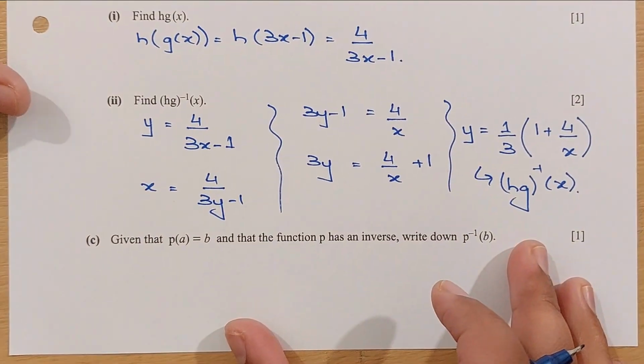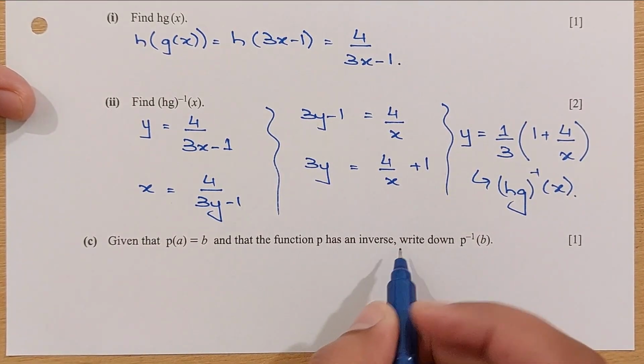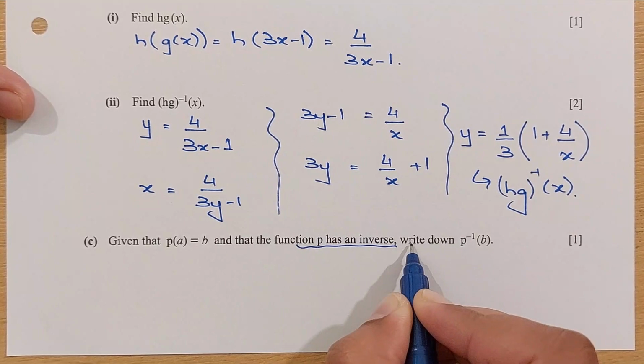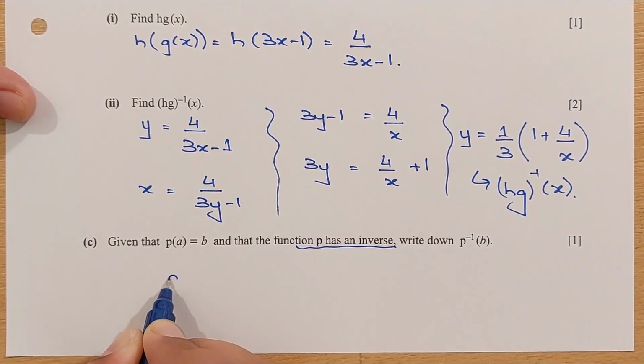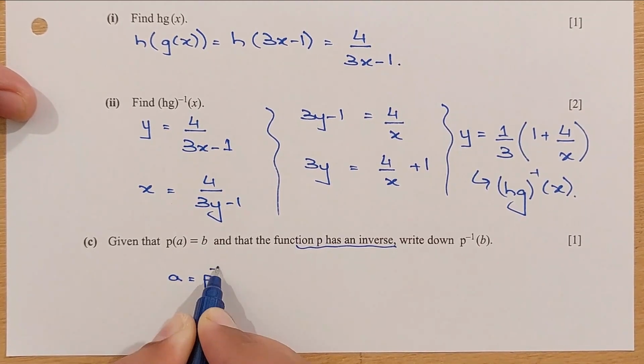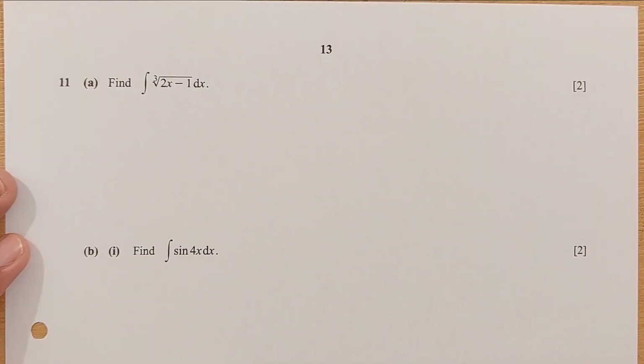Now for part C, given that p of a equals b and that the function p has an inverse, meaning the inverse of that function exists, write down p inverse of b. So p of a equals b. So what is a? a equals p inverse of b. So p inverse of b equals just a.